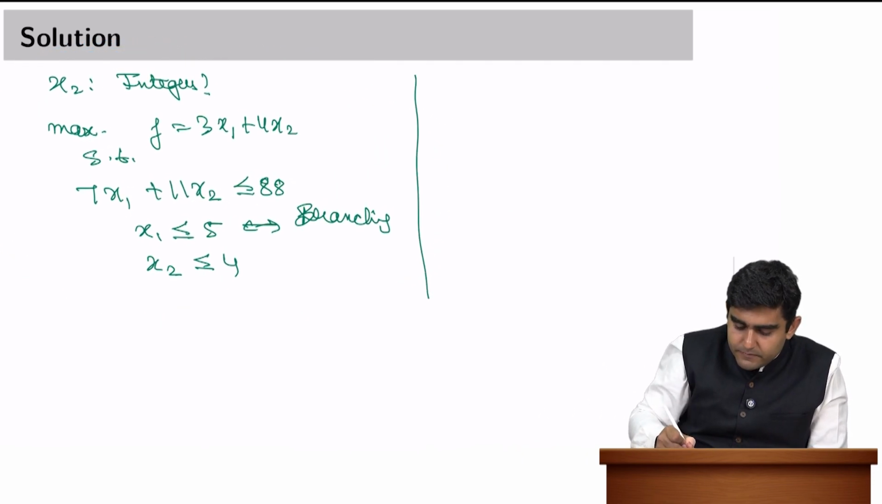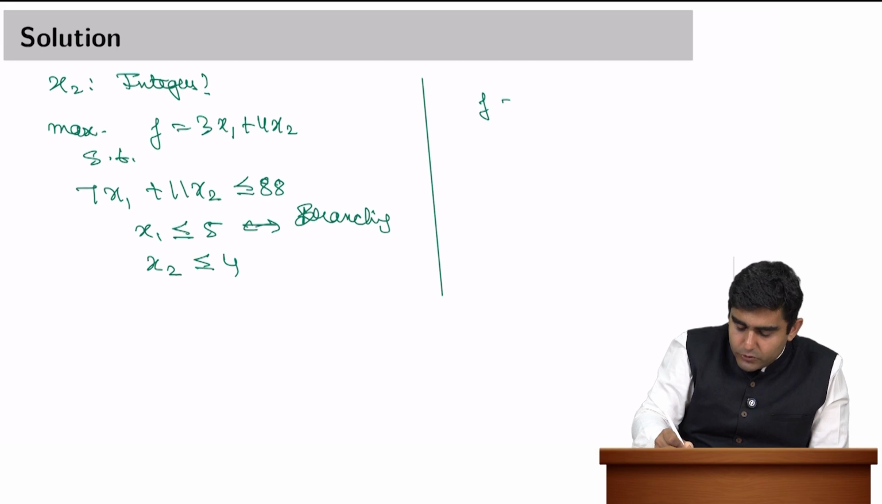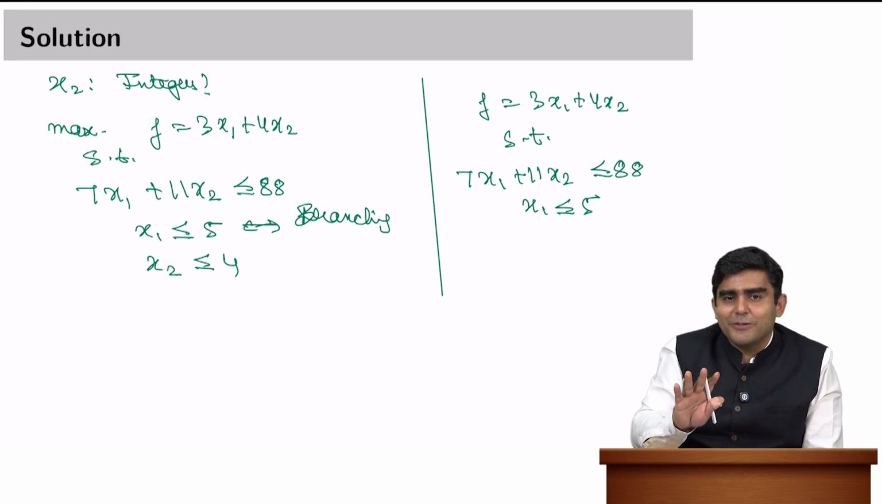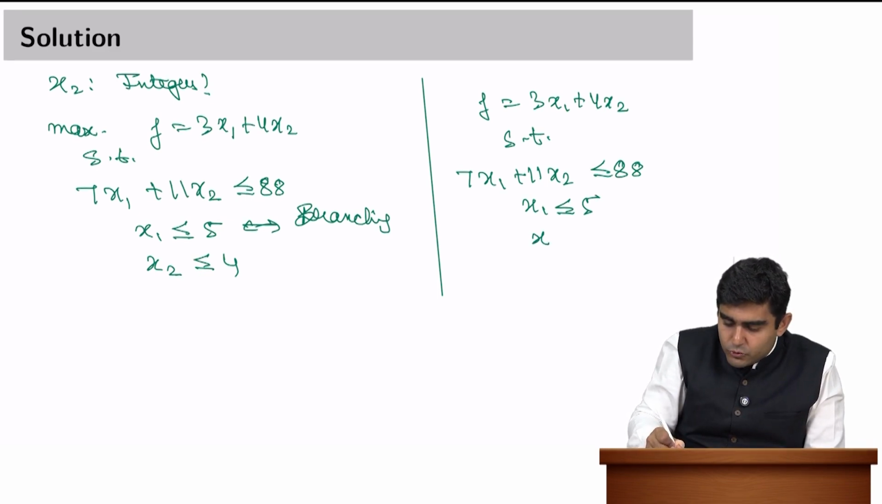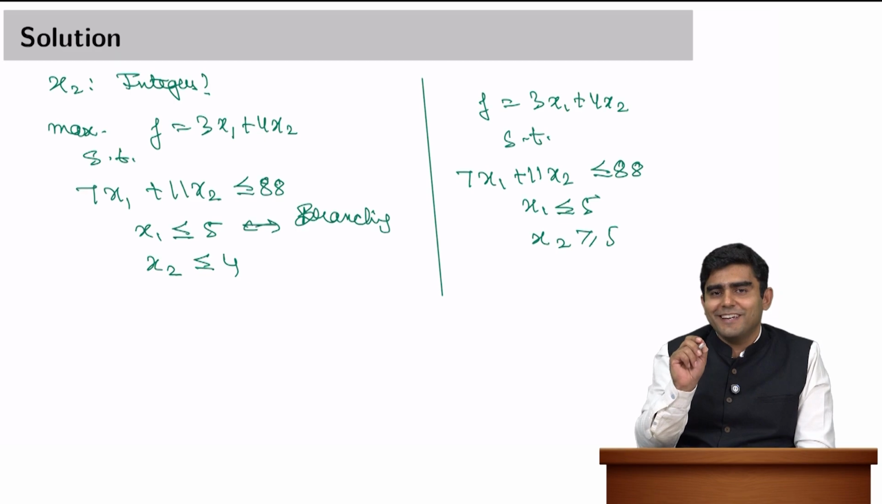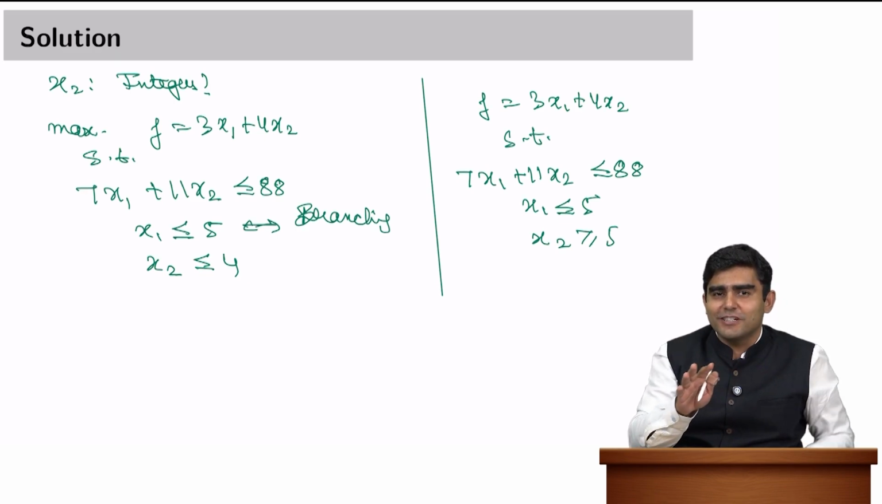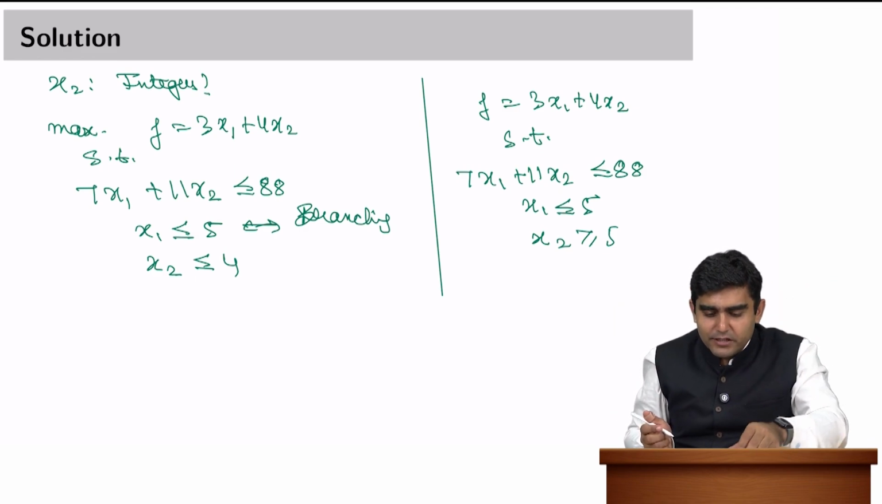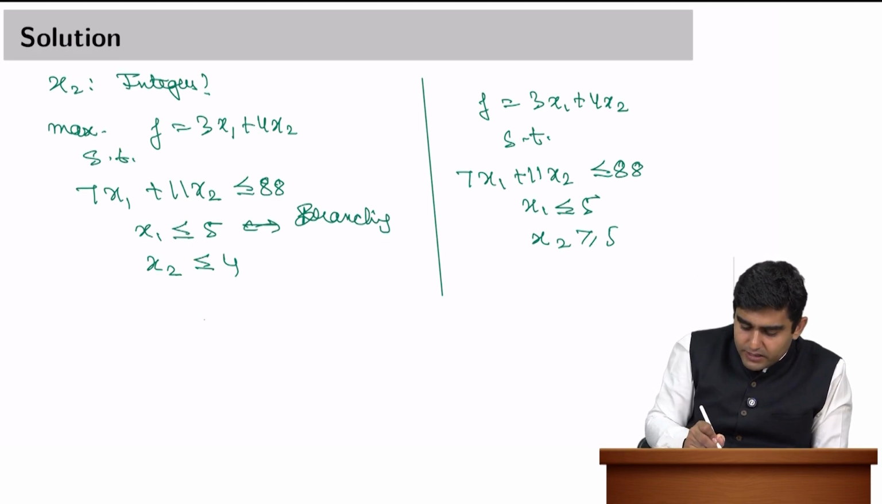The second branch would be f equal to 3x1 plus 4x2, again subject to 7x1 plus 11x2 less than or equal to 88. x1 still remains less than or equal to 5, this is frozen, and x2 is greater than or equal to 5. You again see x2 was about 4.2 in our original solution, so we will floor it, we will ceil it, and explore on what side we should be pushing the solution. Now when we solve this, you would see that in one case we will get our x1 and x2.